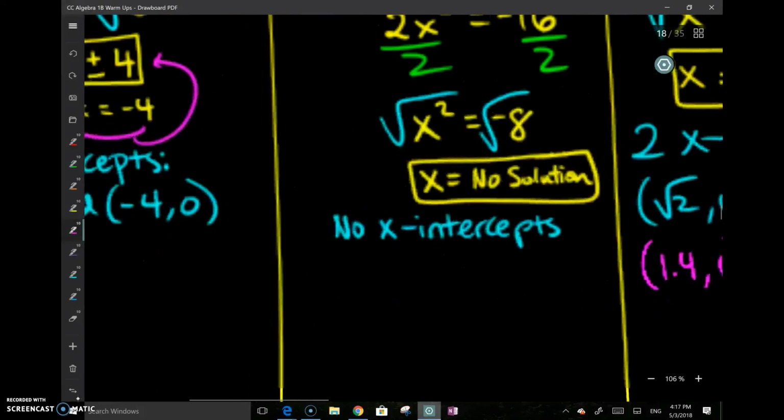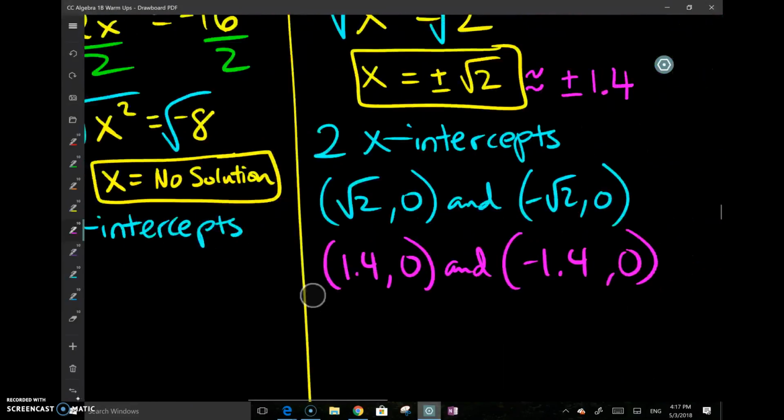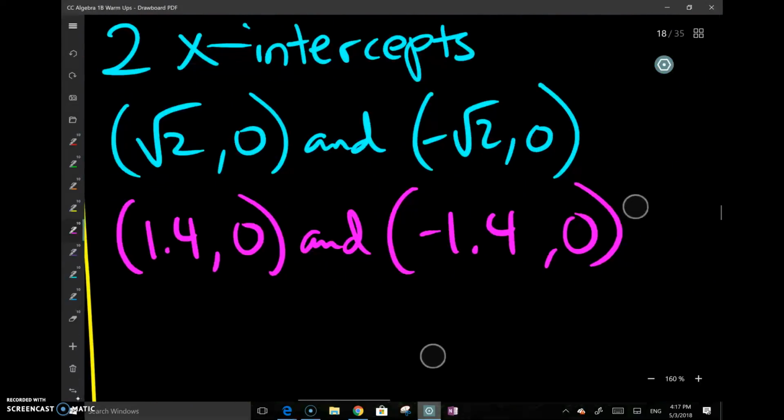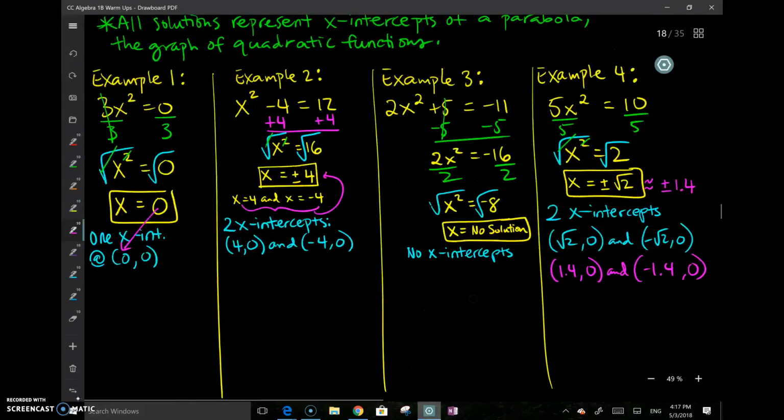Most of the time you're going to get this, this, or this. But you need to also be aware, you have to understand what this means. And it does mean you have 2 actual x-intercepts. So what I'd like to do to wrap this up is I want to actually show you what each of these functions looks like so you can make those connections to the solving and the interpretation.